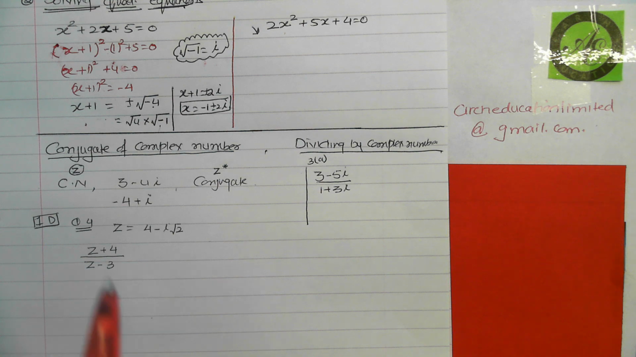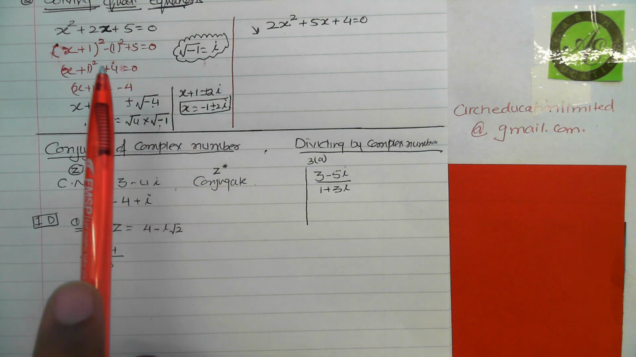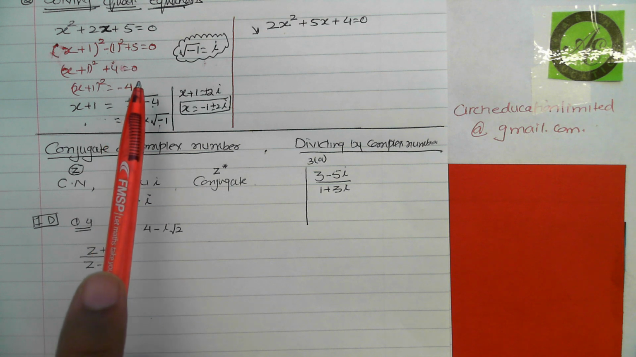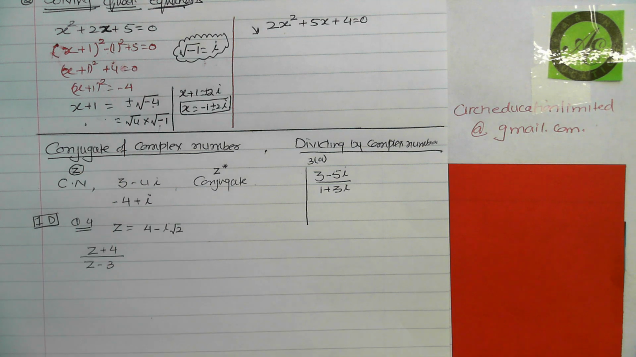The work we've done up to here goes up to exercise 1A, 1B, and 1C of the Edexcel book, which is by Pearson's, the green colored book 1.